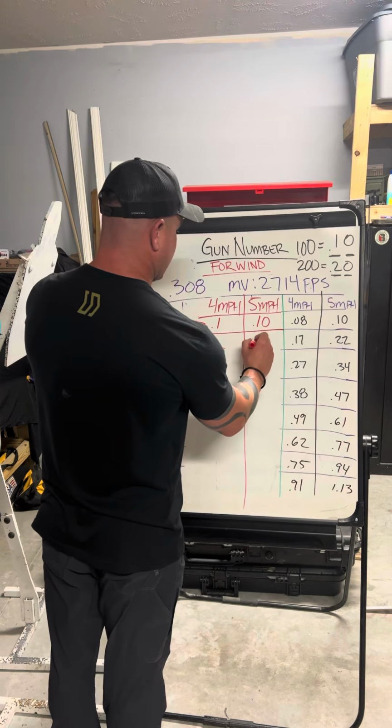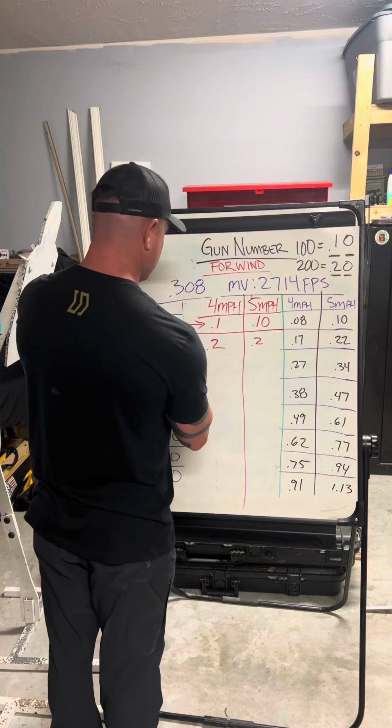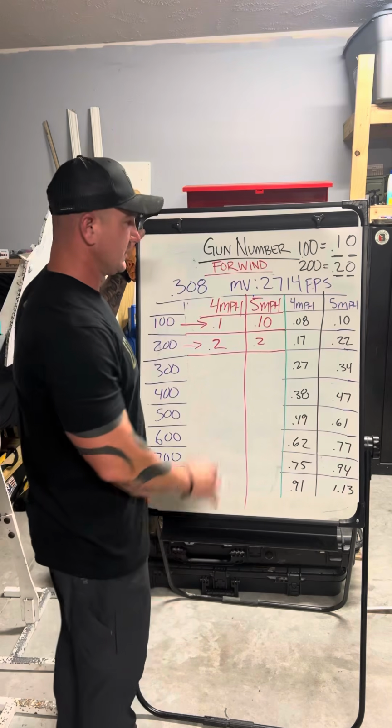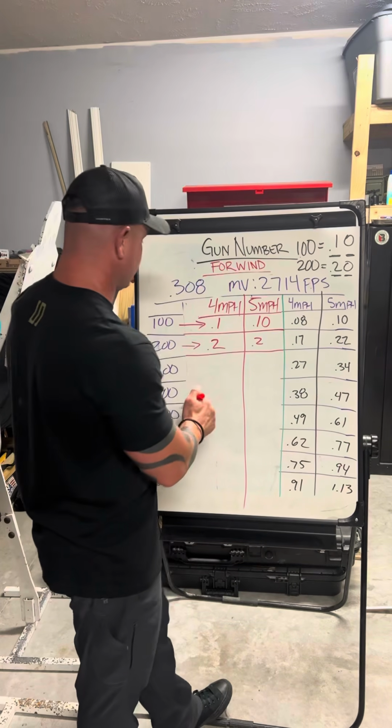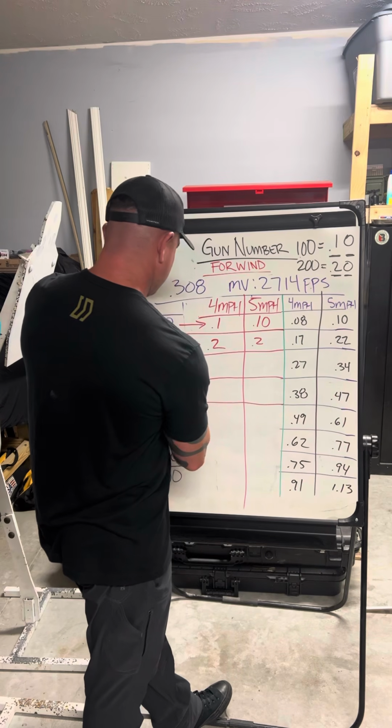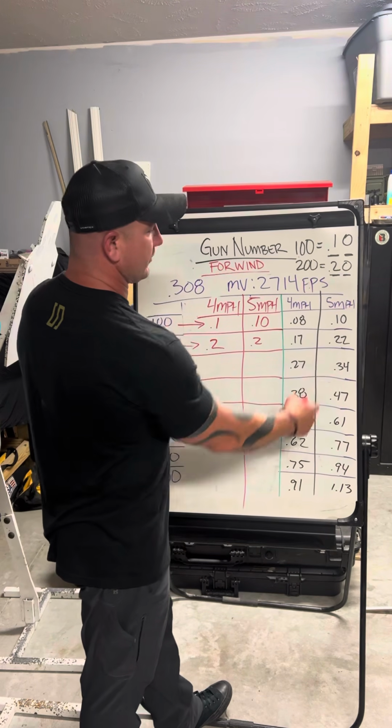0.22, we can round that down to 0.2. So now I'm matching up good for the first 200 yards. I'm doing this in yards, by the way, just if anyone's curious. Okay, 300, I get 0.27 and 0.34.